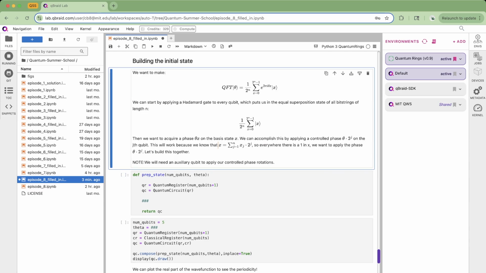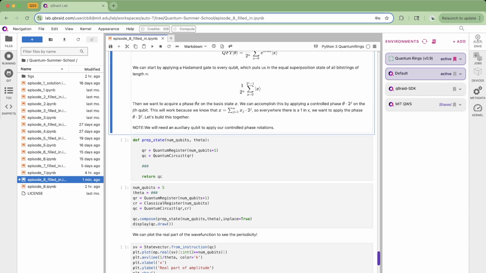So we can express x in binary. We can just reconstruct it. If there is a 1 in x, we're going to want to apply a phase of theta times 2 to the j. And that is going to add up to give us theta x.